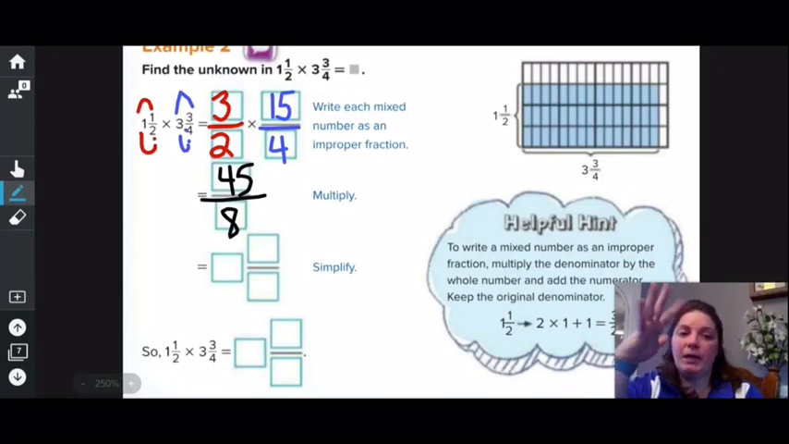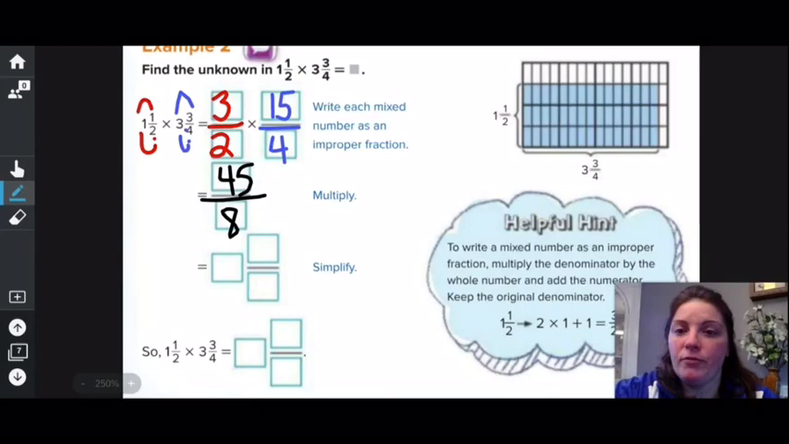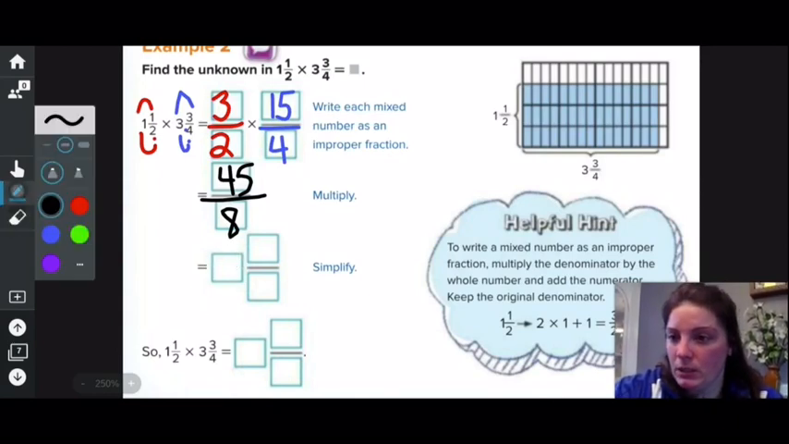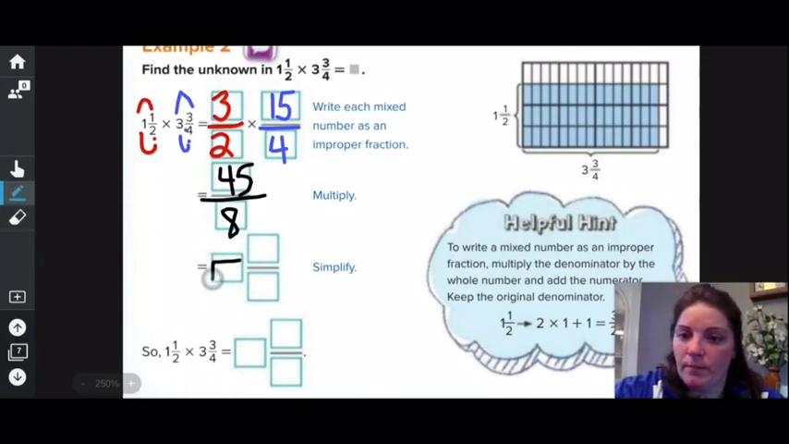I'm going to count by 8s on my fingers. 8, 16, 24, 32, 40, 48. Nope, 48's too high. So I can pull out 5 groups of 8. That becomes my whole number. Ooh, that's ugly. Looks like a silly S. There we go. So I could pull out 5 groups of 8.